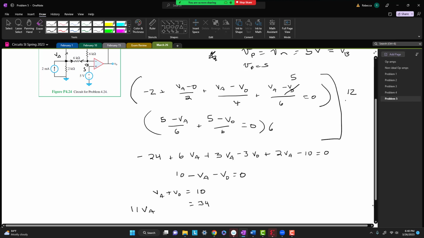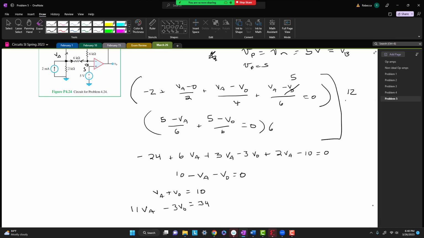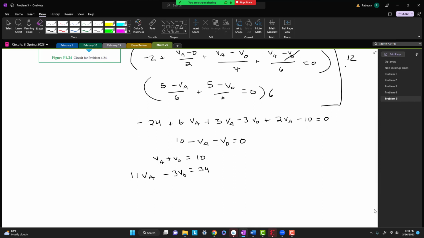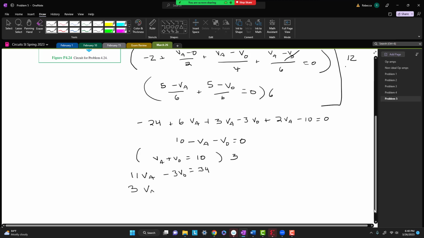And minus 3 VO equals 34. And now I'll take this top equation and multiply it through by 3. Or I could use my calculator to solve these. I like to do that, but I don't actually have a calculator installed on this computer. So 3VA plus 3VO equals 30.